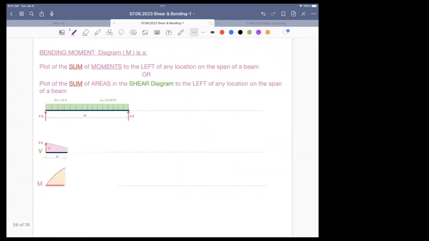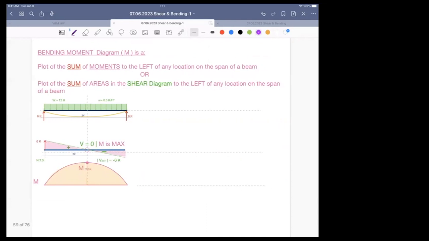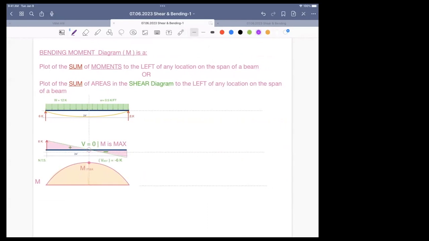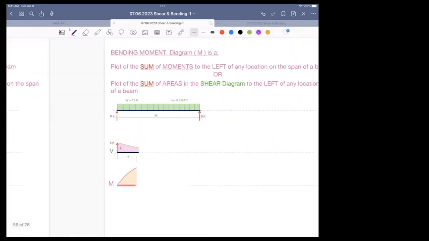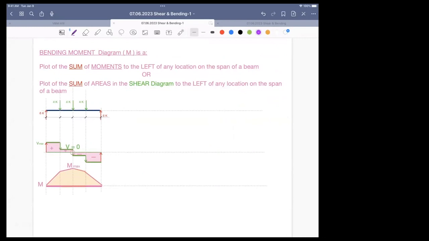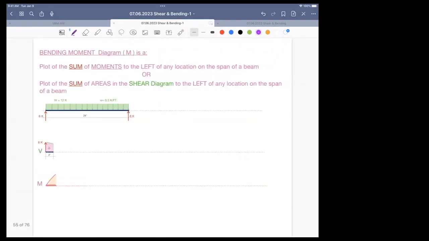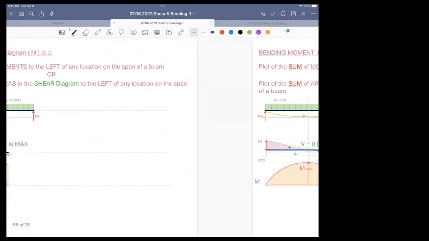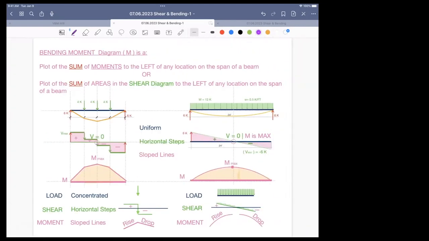In the case of a uniform load, you're finding the area of a triangle or a trapezoid. The moment diagram for a uniform load is a curve, and the moment diagram for stepped or concentrated loads is straight lines. I'm going to have a conclusion on this in a minute. So bending moment diagram is a plot of the sum of moments. We said that.